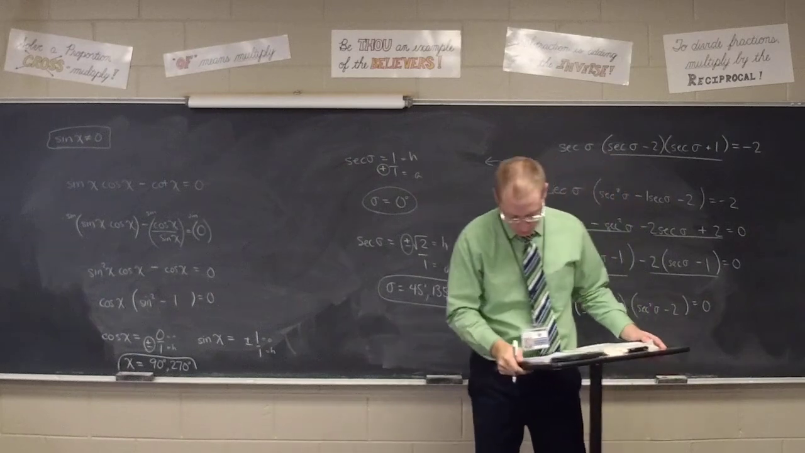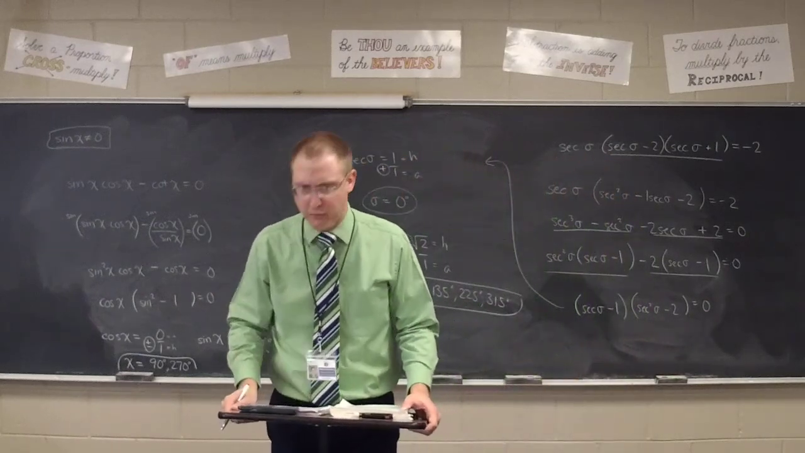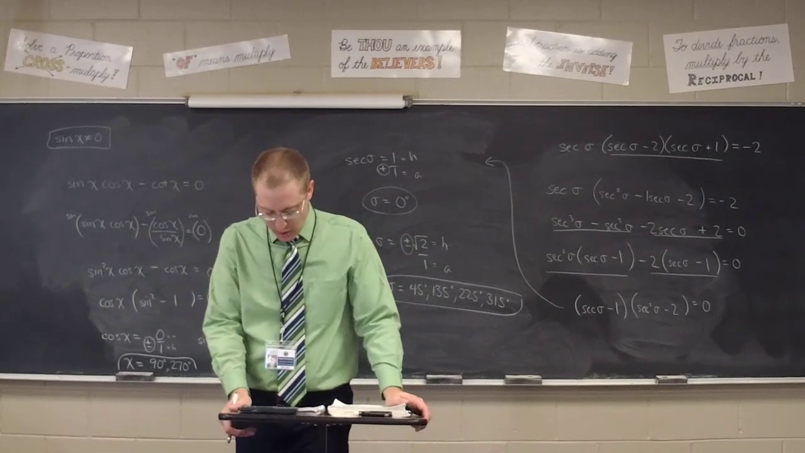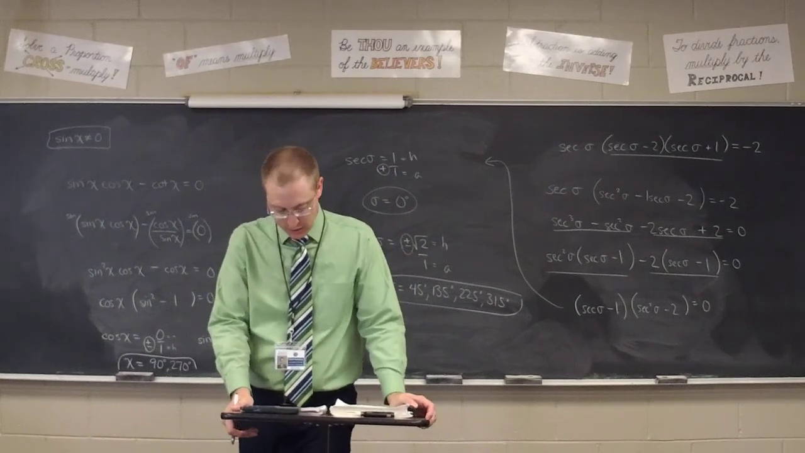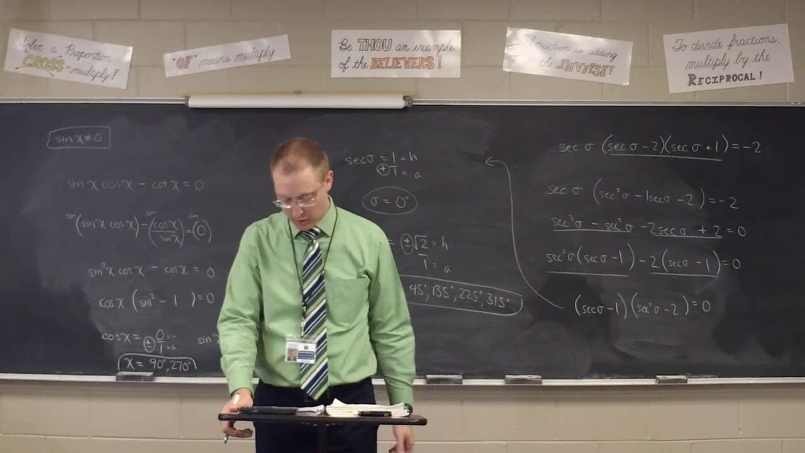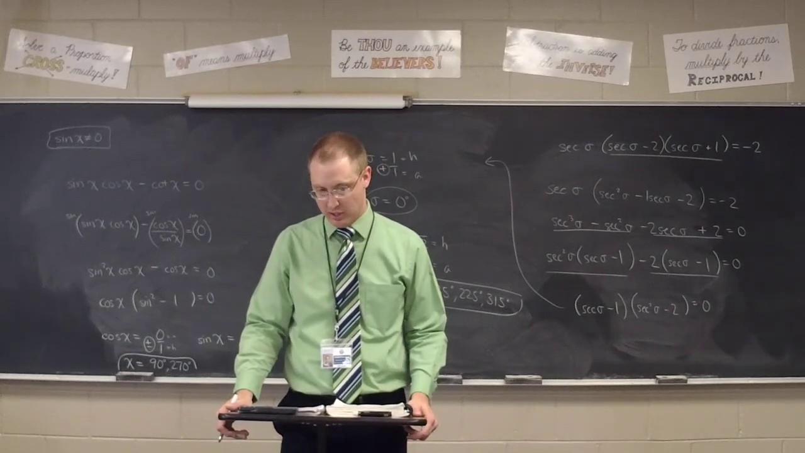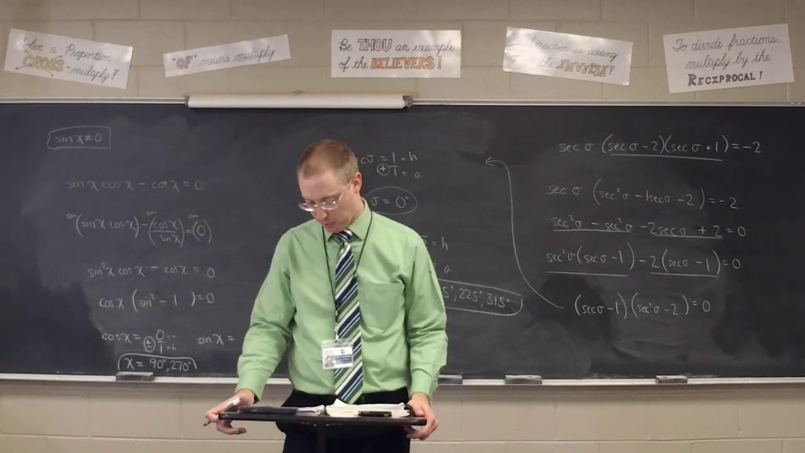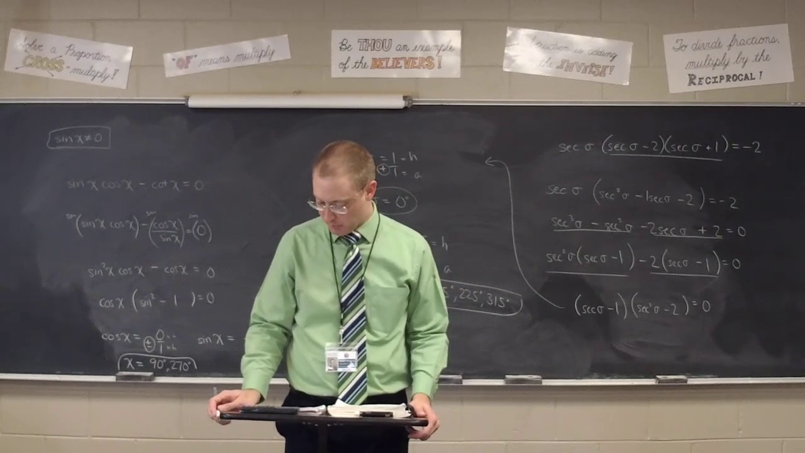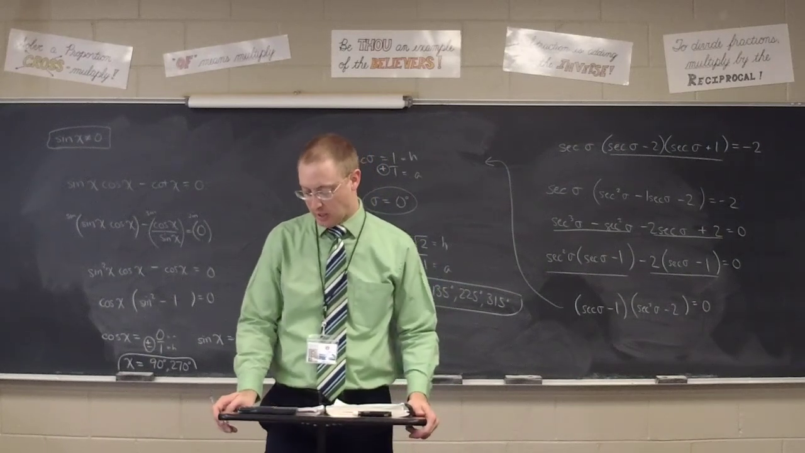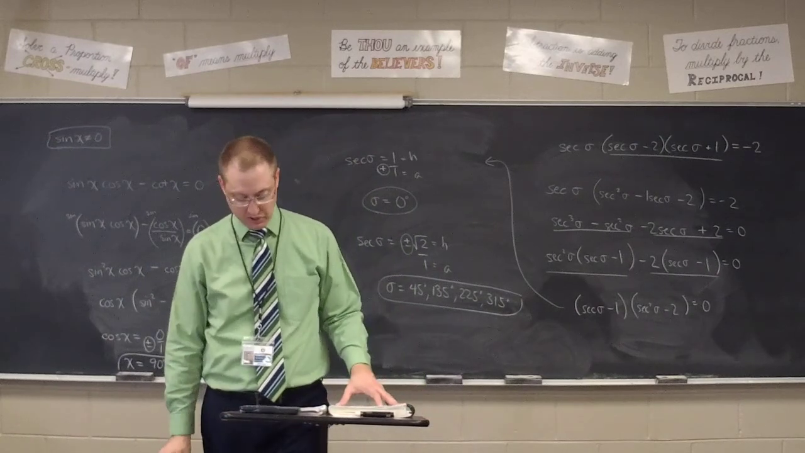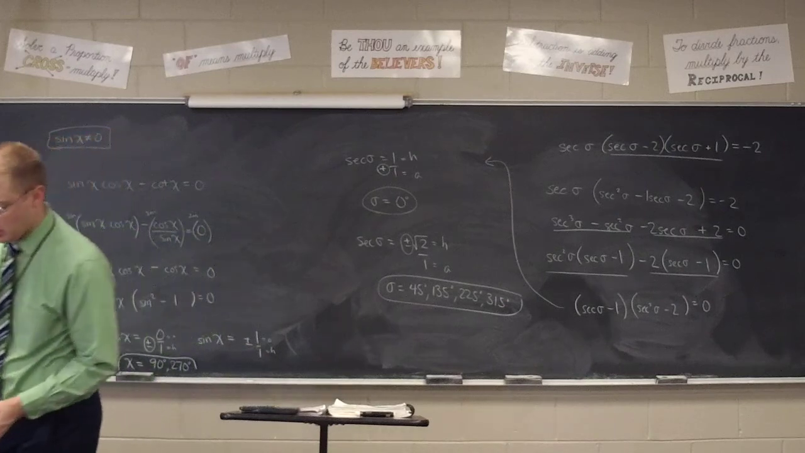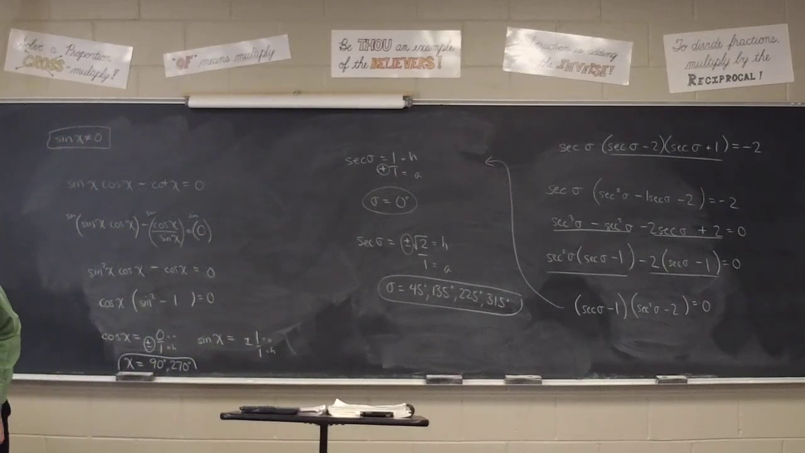Well, let's do for homework. Pages 140 to 141. Numbers 3, 11, 14 through 17, 19, and 23. So 8 problems for homework tonight. 3, 11, 14 through 17, 19, and 23. Hold on, and you'll be dismissed in just a moment.